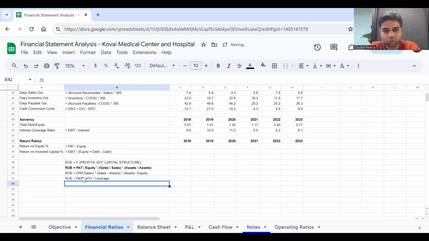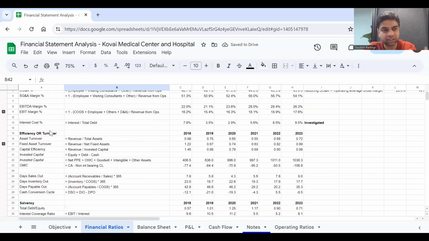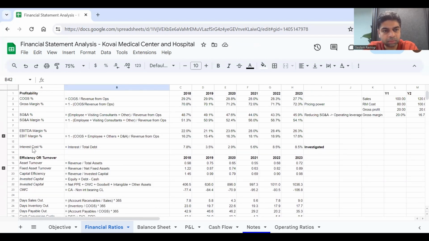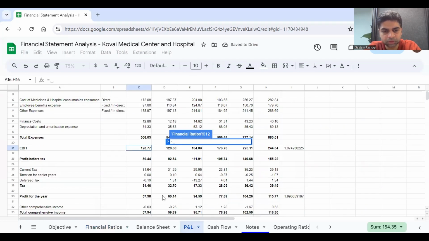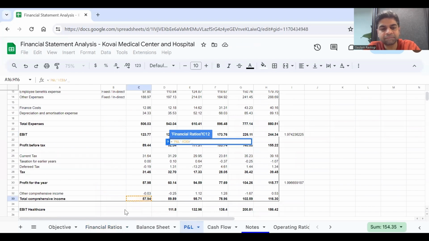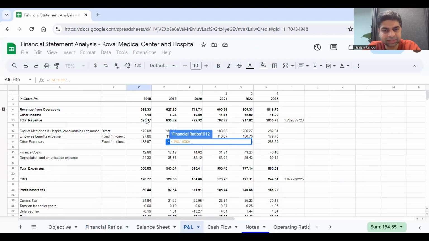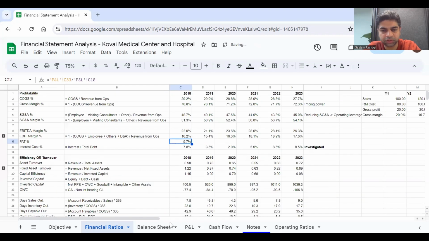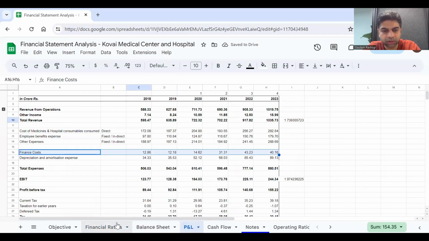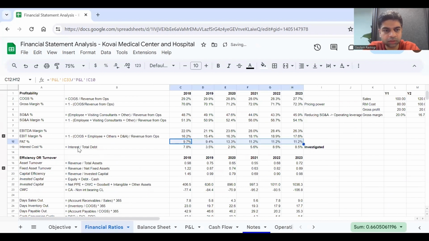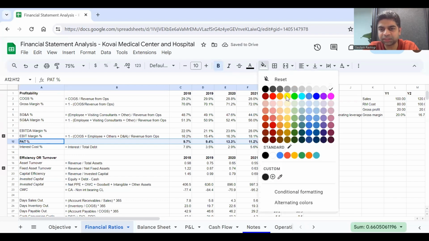So all these three things: profitability, asset turnover, and leverage. I know we didn't estimate PAT, we'll do it right now. So let me put PAT margin here. PAT margin is PAT divided by sales. Let's take a look, because we're talking about PAT. This is PAT. All right, let me mark this in yellow.